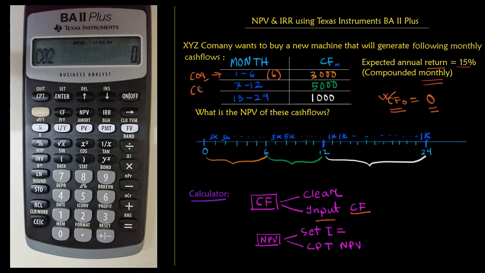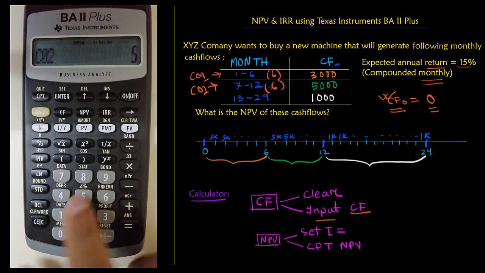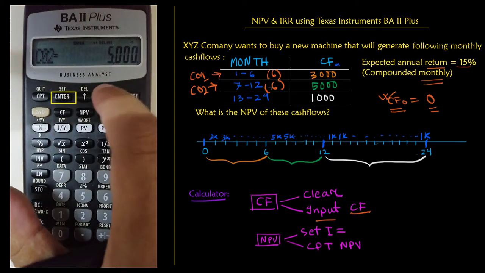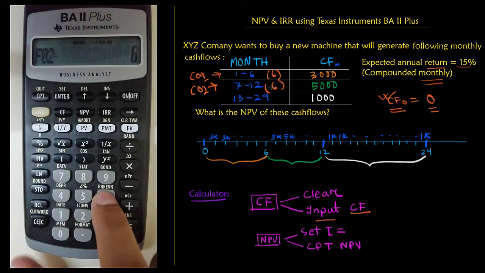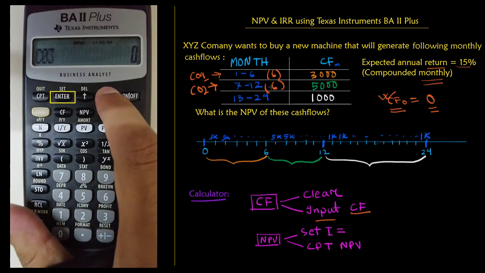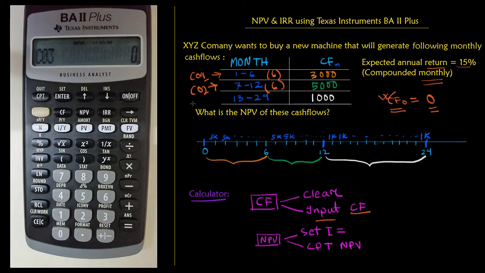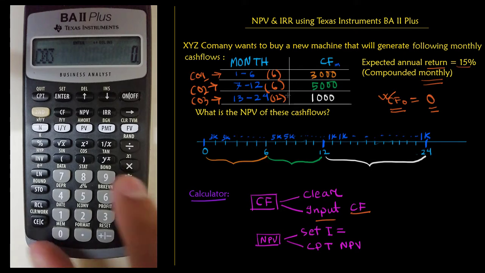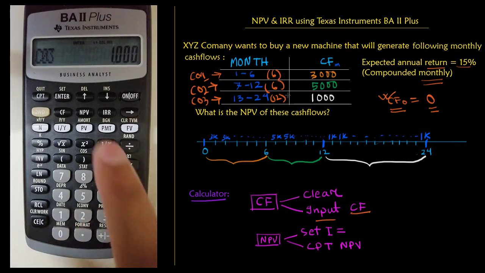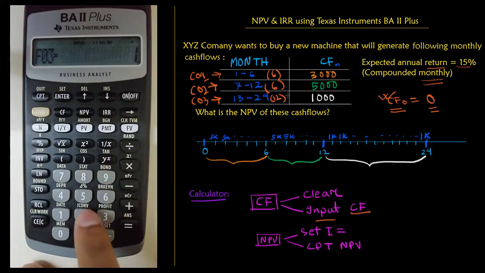Then C02 is this series of cash flows. Again there are 6 months here, so we'll put 5000, then F02 is 6. Finally C03 is this series of cash flows, which is for 12 months. So input 1000, enter, then the frequency is 12, enter.